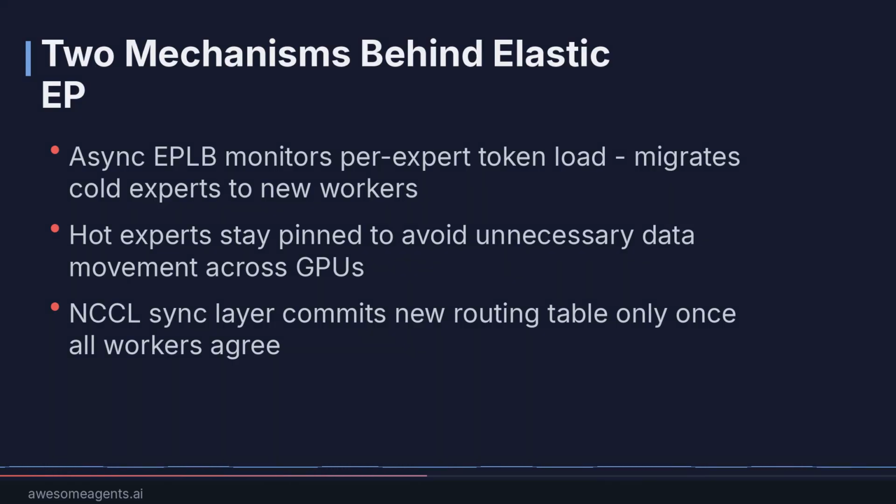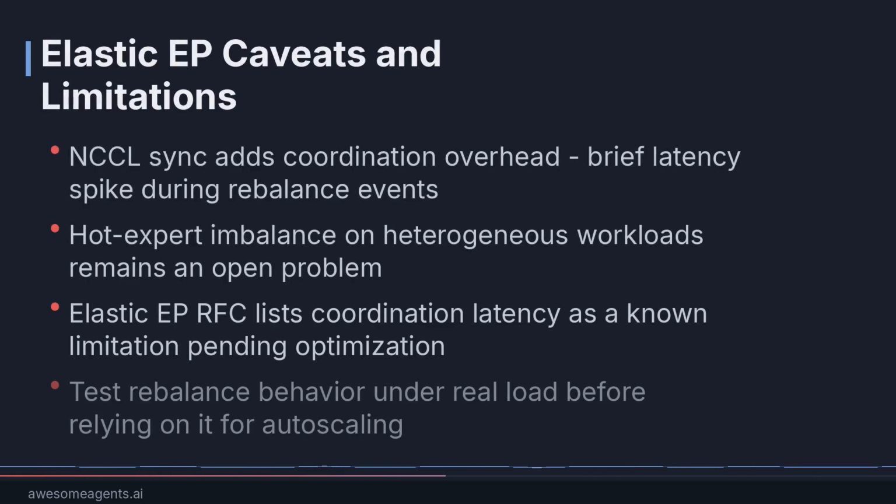There are two pieces. One is an async rebalancer that monitors per-expert token load and moves cold experts to newly added workers. Hot experts stay pinned to avoid unnecessary data shuffling. The second is a sync layer using NCCL that commits the new routing table only once all workers agree on it. So there's still some coordination overhead. There is, and the team is upfront about it. Under high load, a rebalance event will create a brief latency spike. It's a known limitation and it's listed in their RFC.